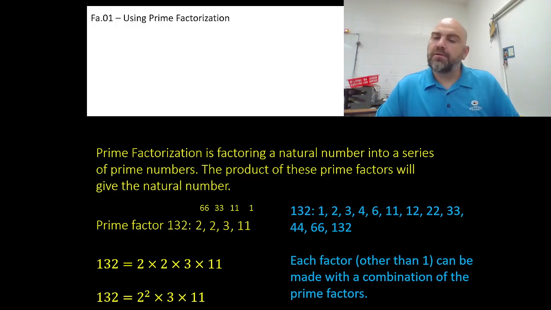3 times 11, 33, it's on there. 2 times 11, 22, it's on there. 2 times 2 times 11, 44, that's on there. All these numbers are on there and it gives those values. So we can find the factors once we know our prime factors. It's something that we can think about as we're working through these types of questions.